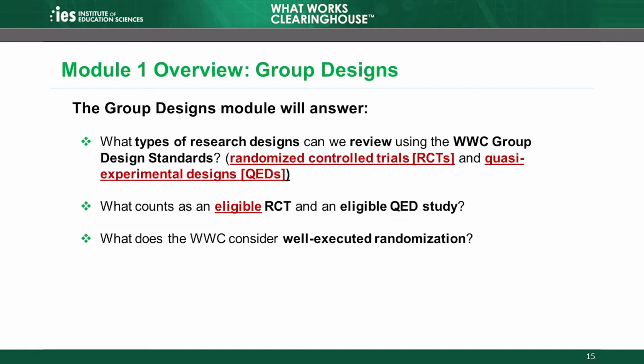The first module of the training focuses on the type of research designs that we can review using the WWC Group Design Standards, namely randomized controlled trials, or RCTs, and quasi-experimental designs, QEDs. The module discusses what counts as an eligible randomized controlled trial, including what the WWC considers well-executed randomization, and what counts as an eligible quasi-experimental design study.